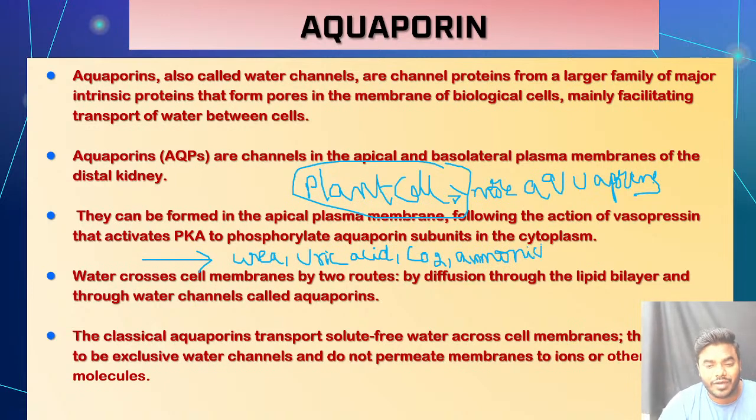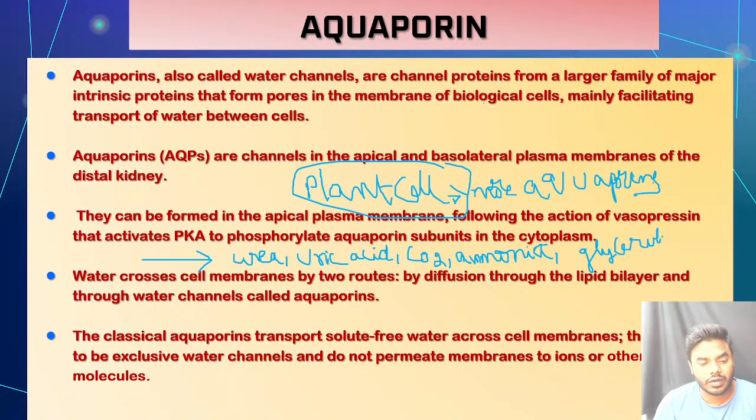This is the question they have asked about ammonia: can ammonia cross the aquaporins or not? Of course, friends, ammonia can easily cross the aquaporin, followed by glycerol. Friends, all of these: urea, uric acid, carbon dioxide, ammonia, glycerol, can all be transported via aquaporins along with the water molecule. Please kindly don't forget this.